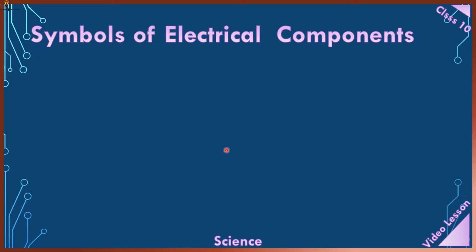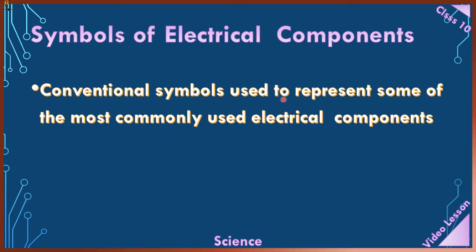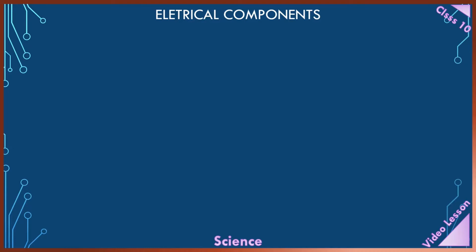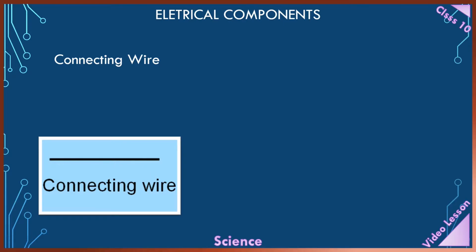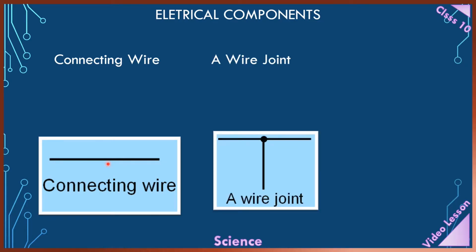Symbols of electrical components. Conventional symbols used to represent some of the most commonly used electrical components. The first one, connecting wire, is represented by the following symbol. The second one, a wire joint, is represented by the following symbol. Third one, wires crossing without joining, is represented by the following symbol.